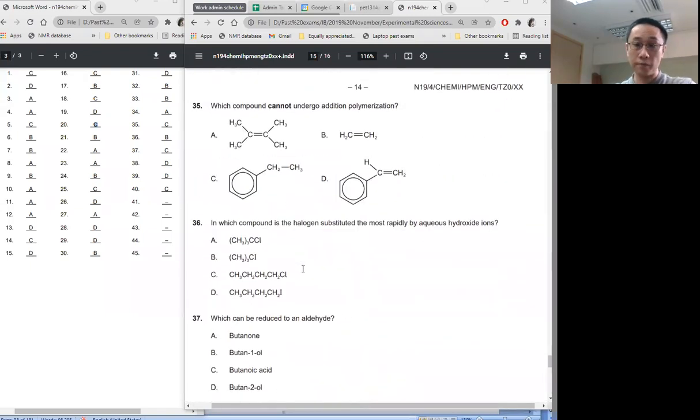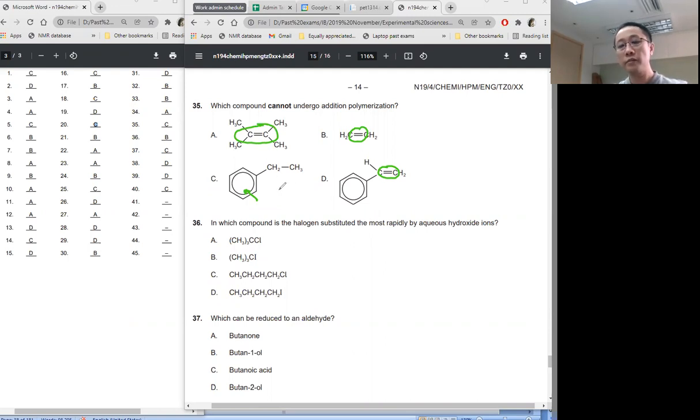Question 35 is about identifying a compound that cannot undergo addition polymerization. The requirement for a compound to undergo addition polymerization is possessing a real carbon-carbon double bond. The carbon-carbon double bonds within the benzene ring, however, are delocalized. They can't react like typical C=C double bonds do. So therefore, the answer is C.